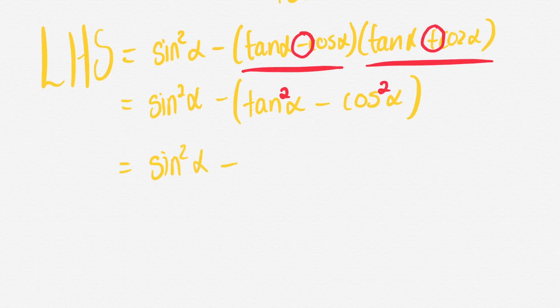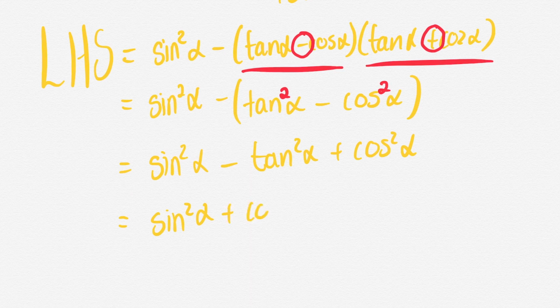So now let's get rid of our signs. So we've got minus tan squared alpha. There we go. We now have plus cos squared alpha. What do you notice? You've got sine squared alpha plus cos squared alpha minus your tan squared alpha. What does the sine squared alpha plus cos squared alpha represent?